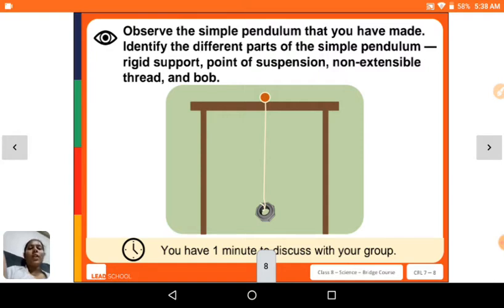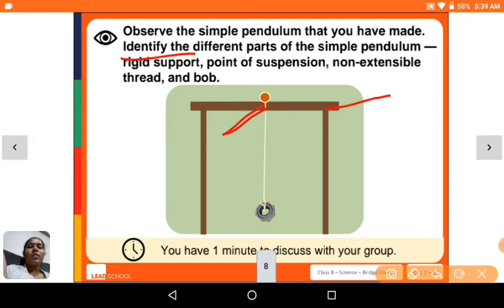Now what is asked here is you identify the parts that are there in simple pendulum. So this is a rigid support, this table, right? So the first part is rigid support, we complete. This is rigid support, right? Point of suspension means the point which is connected to move the simple pendulum freely, between the rigid support and a thread. That point is point of suspension. So this is the point of suspension, right?